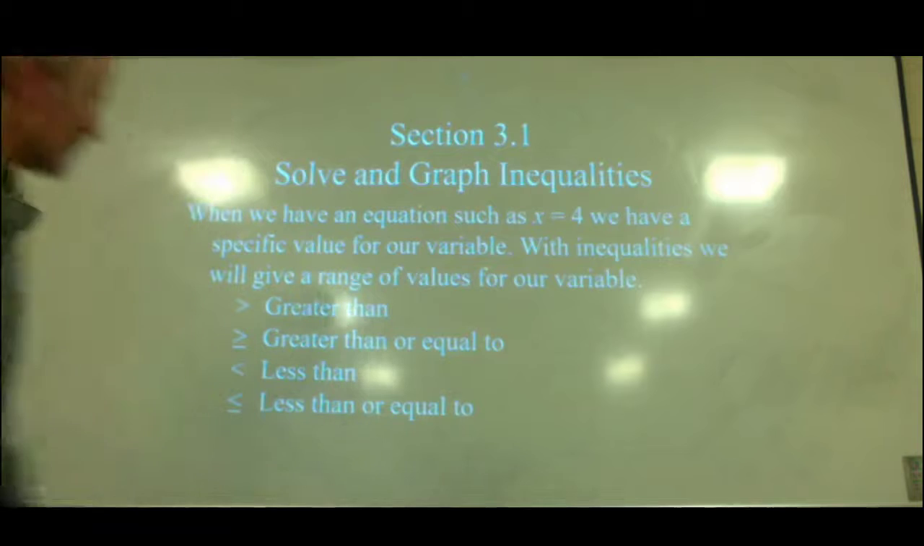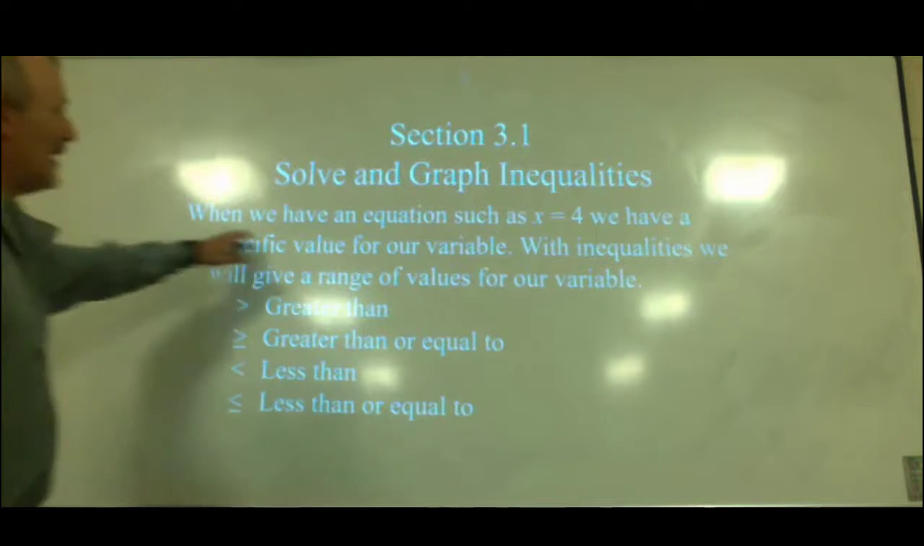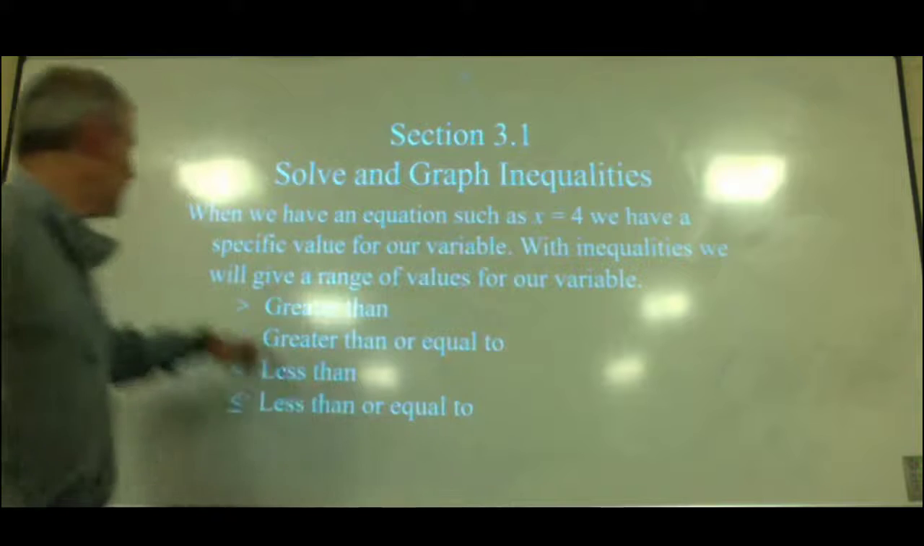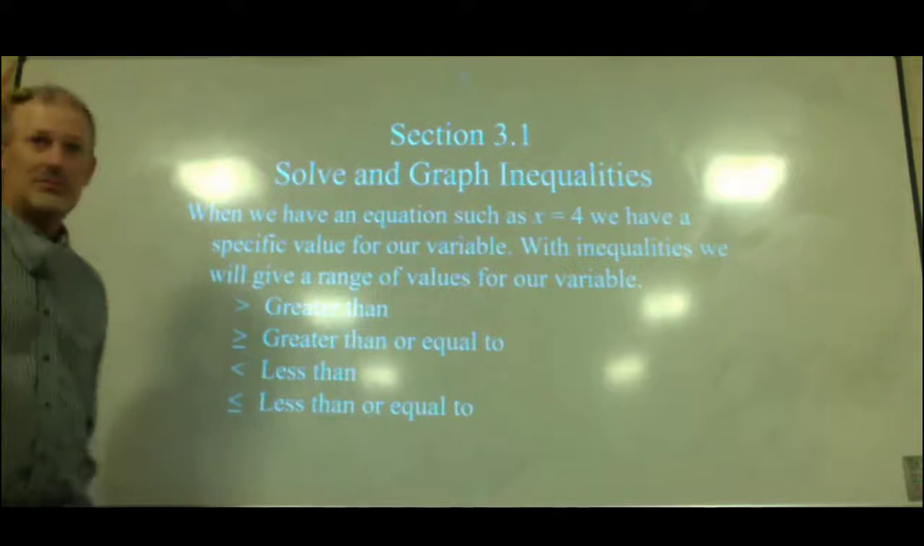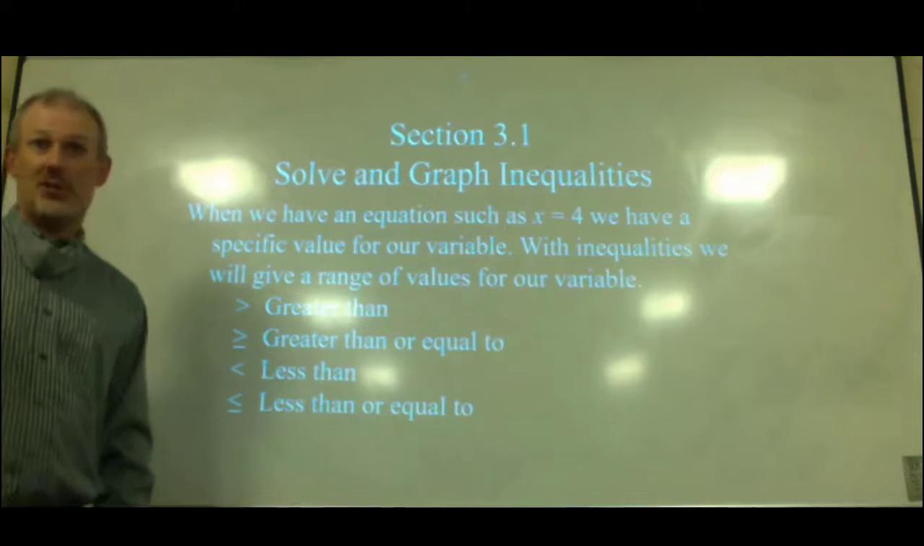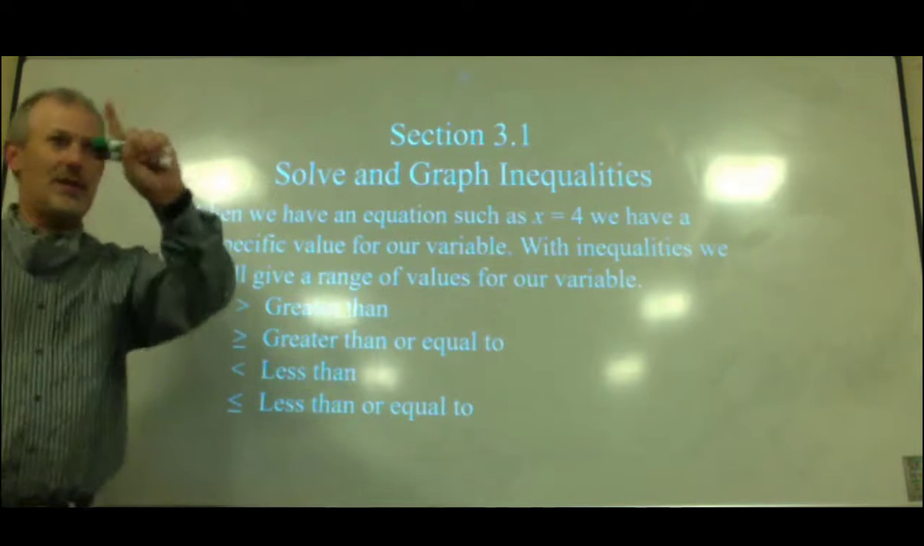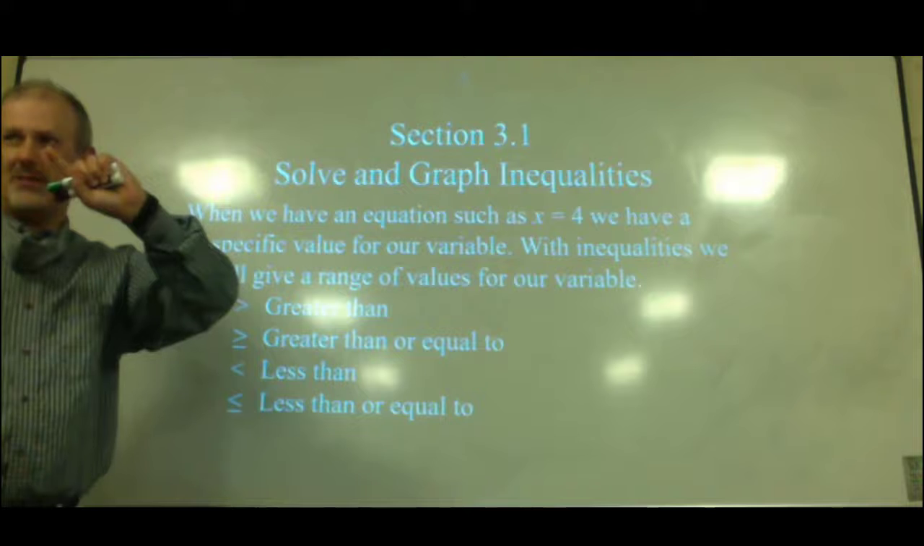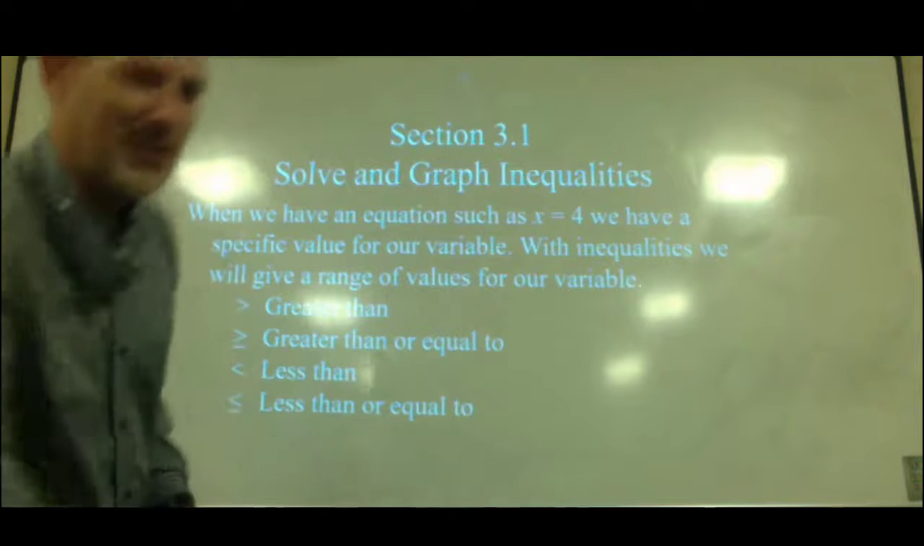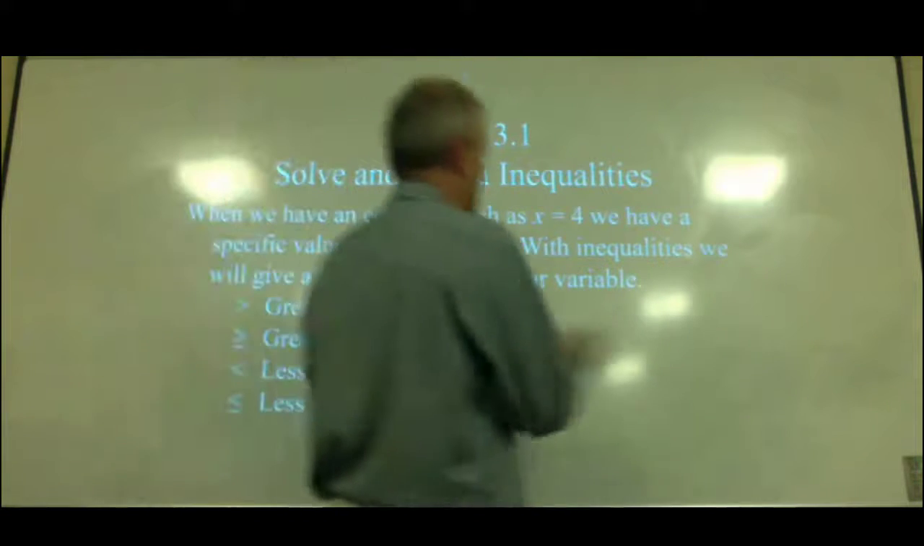So when we had equations, such as x equals 4, we have one specific value that makes the equation true, right? We would solve, and we would get x equals whatever. And so that one value made the equation true. Does that make sense? We'd solve the equation. Here, quick example, since everybody's giving me blank stares.